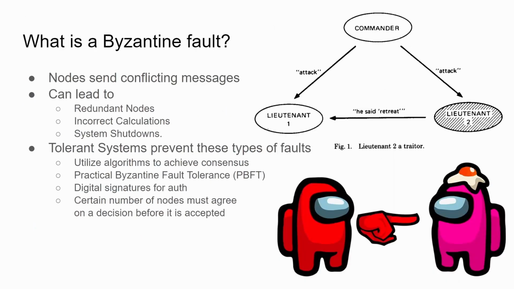Now, what exactly is a Byzantine fault? It's pretty much the event where a node receives mixed signals. The diagram on the right actually explains this. The node, Lieutenant 1, is receiving orders to both attack and retreat.